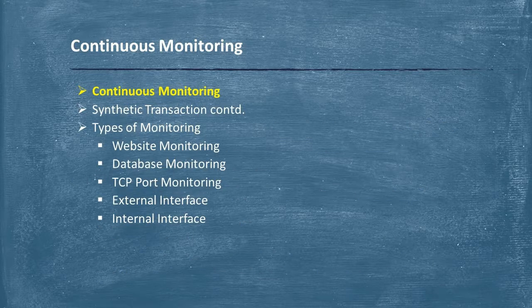What are the different types of this monitoring? That is, websites can be monitored, databases can be monitored, TCP/IP ports can be monitored. External interface, internal interface. These are all the important items that need real-time monitoring.